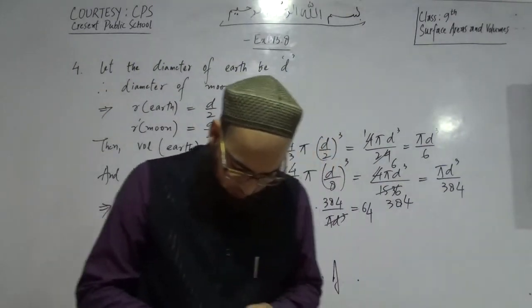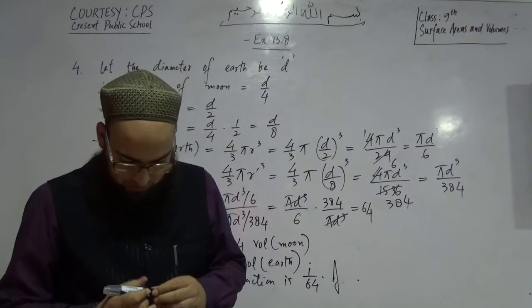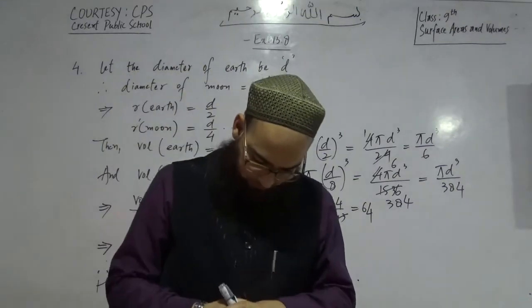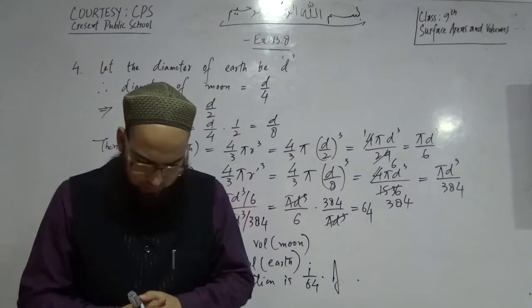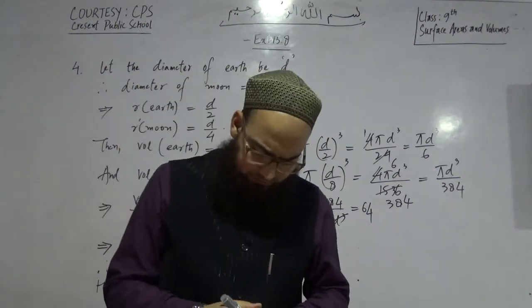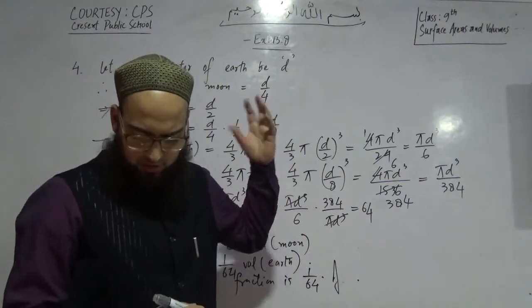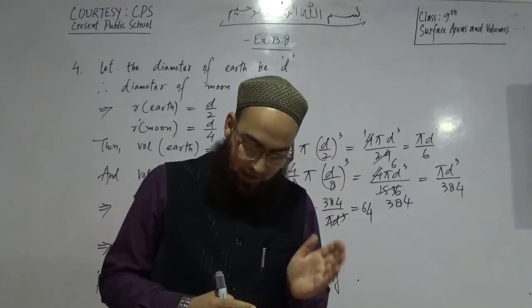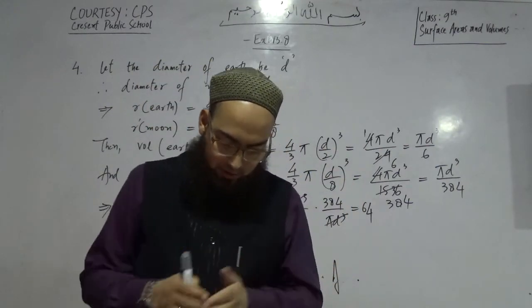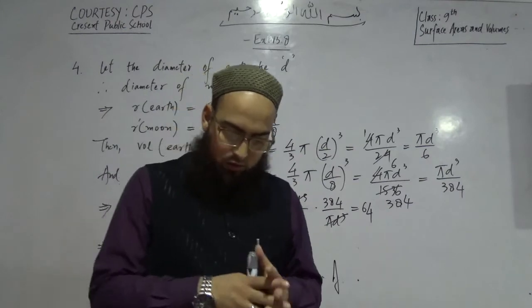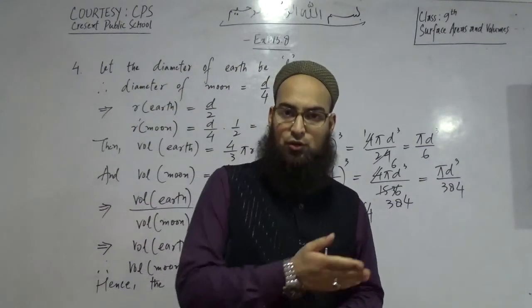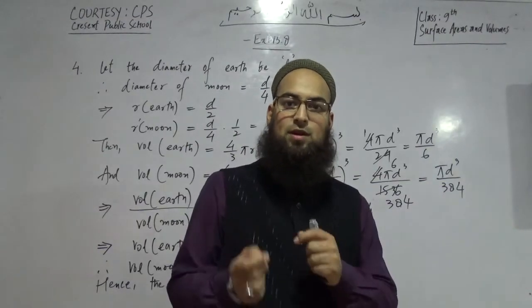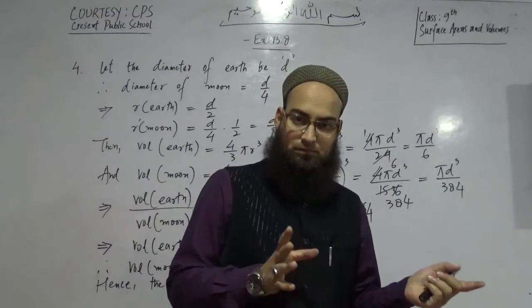Then you have question number 5. How many liters of milk can a hemispherical bowl of diameter 10.5 centimeter hold? Again, it's simple. You have a hemispherical bowl, and the diameter is given. From the diameter you'll get the radius, and you need to find the volume in liters. Now volume is equal to 2 by 3 pi r cube, because it's a hemisphere.